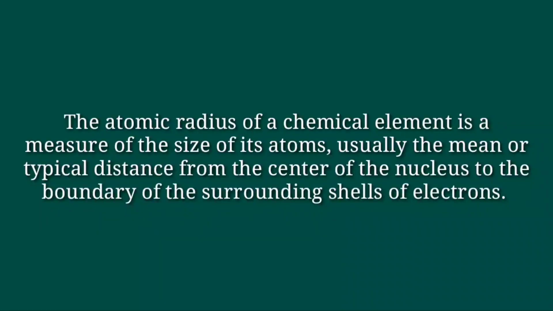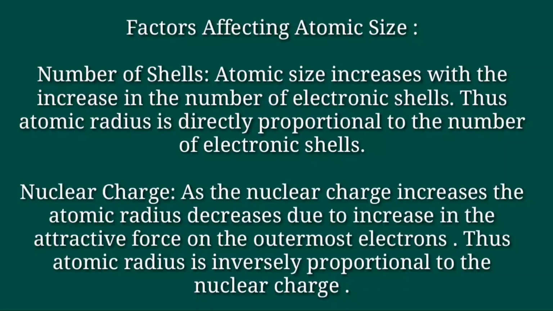The atomic size or the atomic radius of an element depends upon 2 factors, the first being the number of shells and the second being the nuclear charge. It's clear that with an increase in the number of shells, the atomic size increases, and with an increase in the nuclear charge, the atomic size decreases. This happens because with the increase in nuclear charge, the electrostatic attraction between the nucleus and the electrons increases, which causes the atom to shrink.